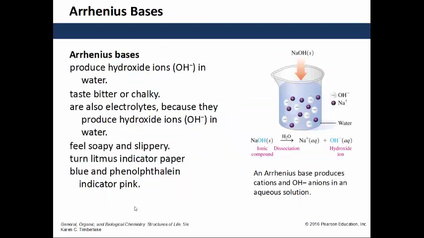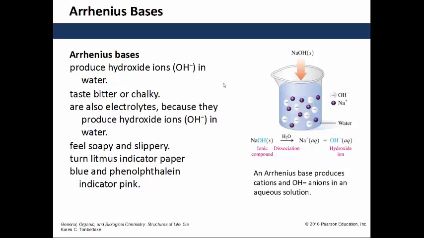Alright, now we'll move on to a type of base, Arrhenius base. These will produce hydroxide ions, or OH-, when they dissolve in water. They have a chalky or a bitter taste to them. So B for bitter, B for base is a good way to keep that straight. These are also electrolytes because they produce hydroxide ions when they're in water. They will have a very slippery feel, a very soapy feel to them. They will turn litmus paper blue and the phenolphthalein indicator pink.